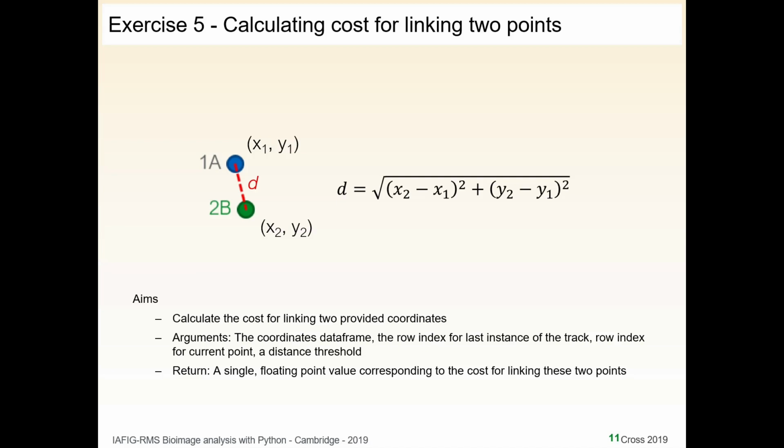The return value from this is going to be a single floating point value corresponding to the cost for linking these 2 points. By floating point, I just mean like a decimal as opposed to an integer, and this is going to be set to infinity if it's greater than that threshold.